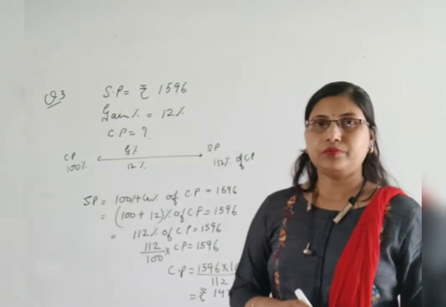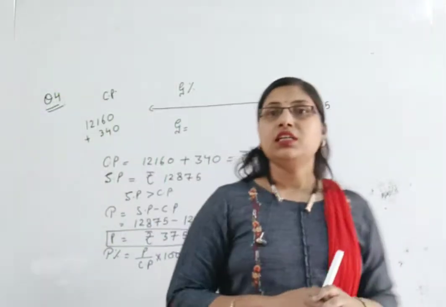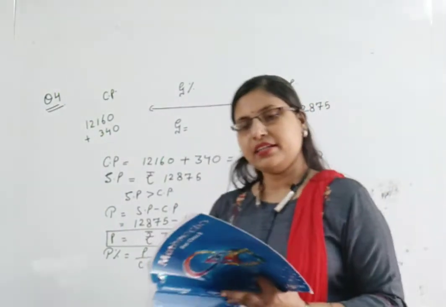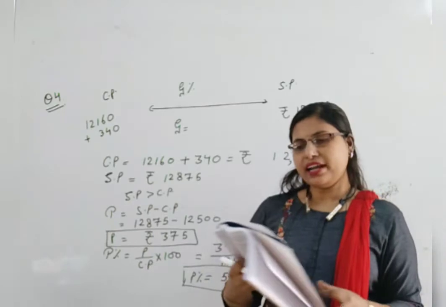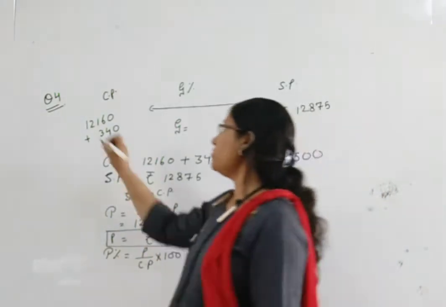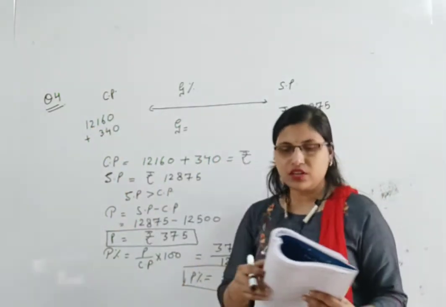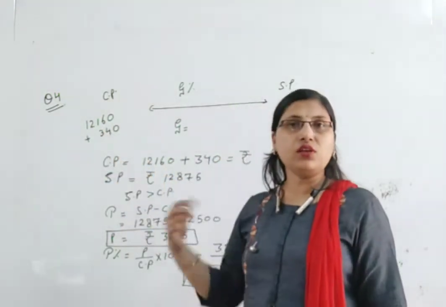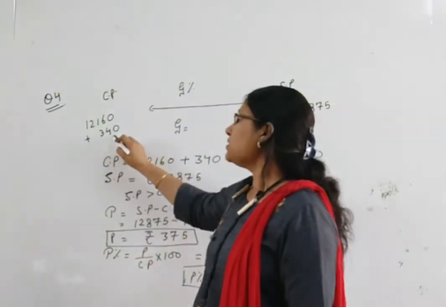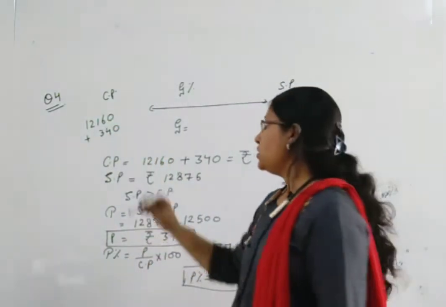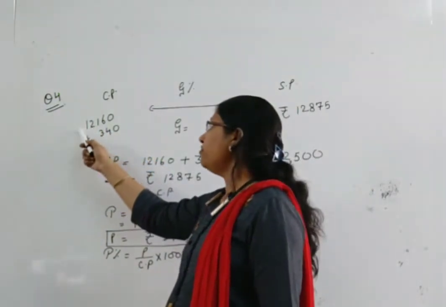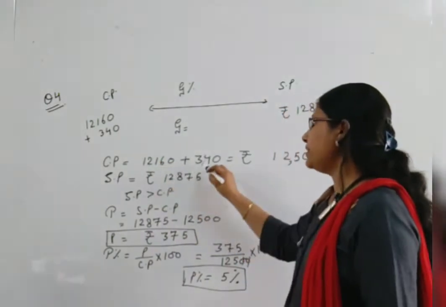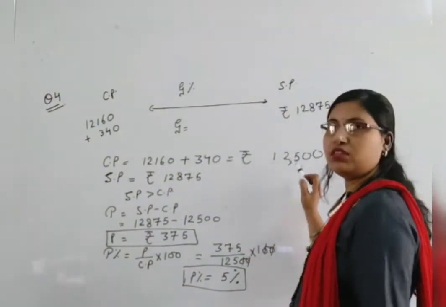Clear? In question number 4, the cost price is given 12,160. That Manjeet bought an iron safe for rupees 12,160. Now 340 rupees he spent on transportation. So it means this amount also he had spent, right? So this is also to be considered in CP. So the total CP will be the addition of these two numbers. So we will get 12,160 plus 340 as 12,500.